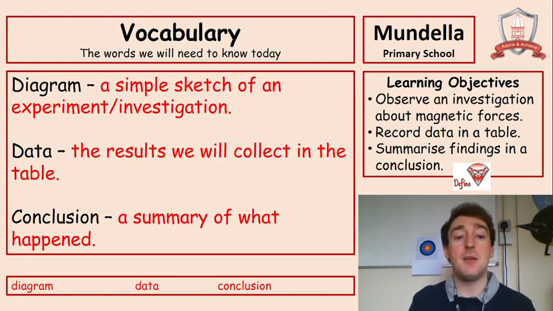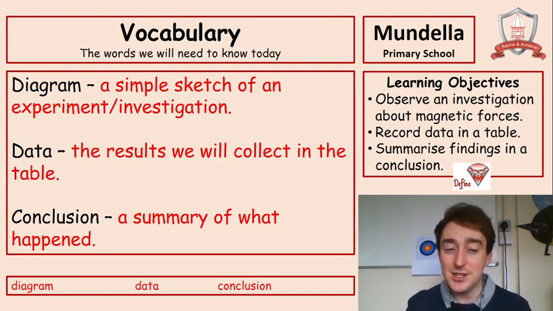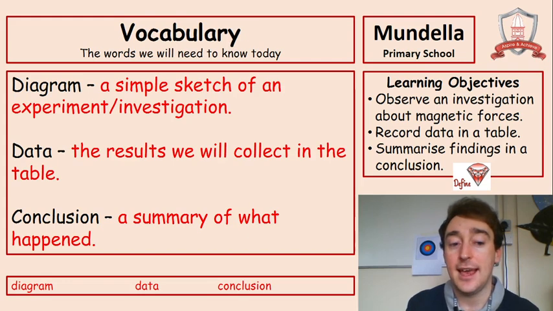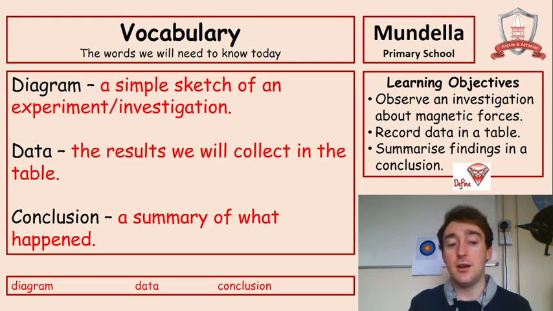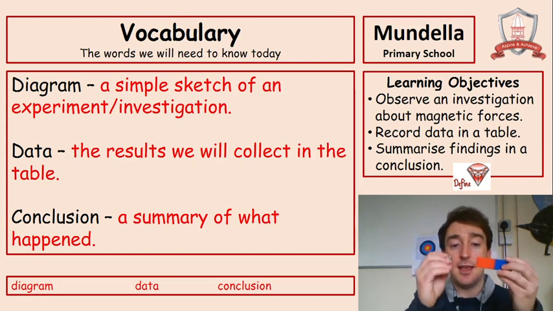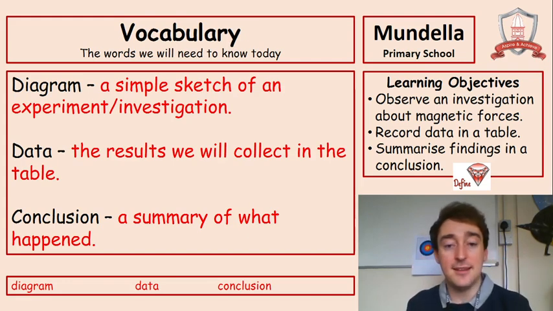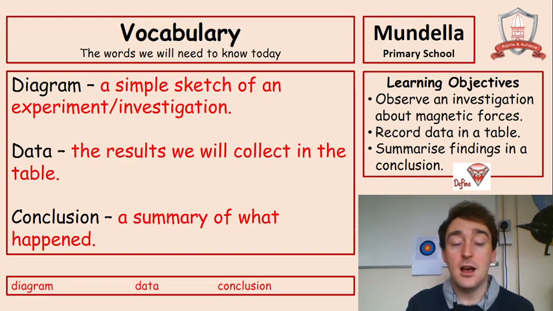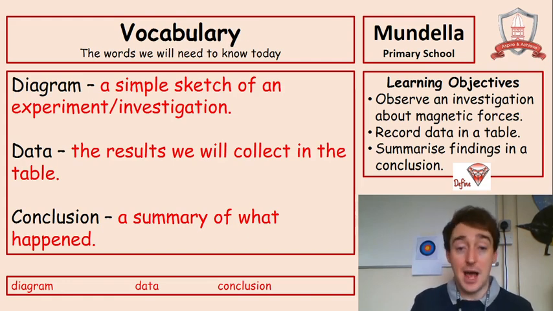Okay, so a diagram is a simple sketch of an experiment or investigation. With our one, we'd probably just have a magnet and then we'd draw one of the materials next to it. Okay, simple as that. The data is the results that we'll collect in the table. So data is results, okay? And a conclusion is a summary at the end telling the reader what happened in the investigation and what it means.